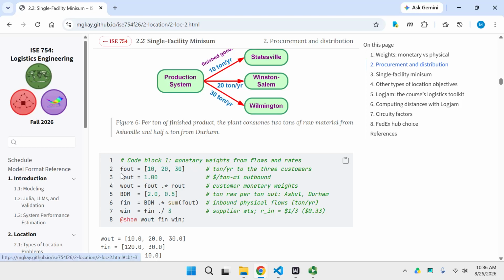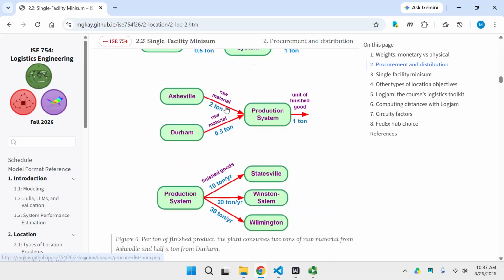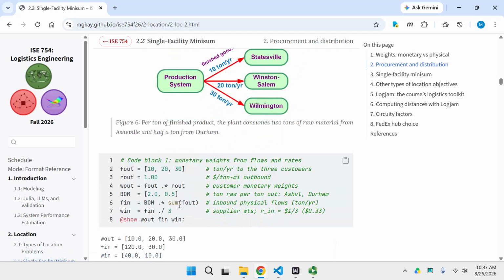The output, R, is the transport rate. So the output transport rate is $1 per ton mile. And then we can immediately calculate the monetary weight by just multiplying the demand rate times the transport rate. So we end up with dollars per mile. And then to get the input side, we have to specify the bill of material ratios. So the 2 and the 0.5 correspond to these arcs right here, telling us essentially the recipe to get 1 ton out. So you can think of BOM as being the recipe to get 1 ton of product. How many tons of each of the 2 inputs do we need?